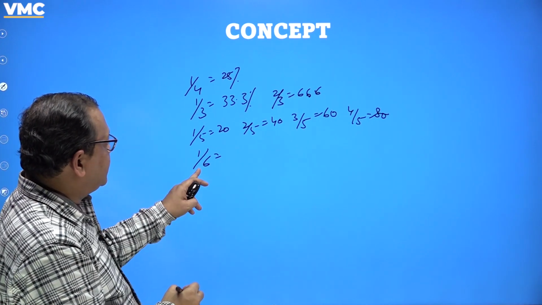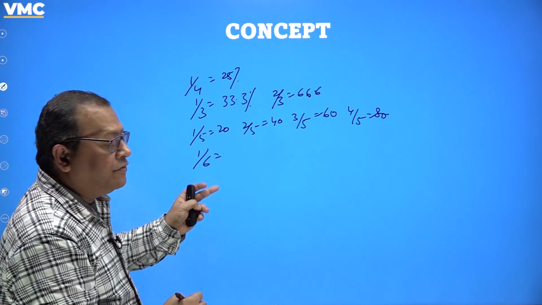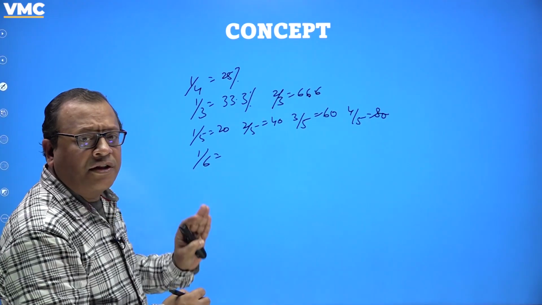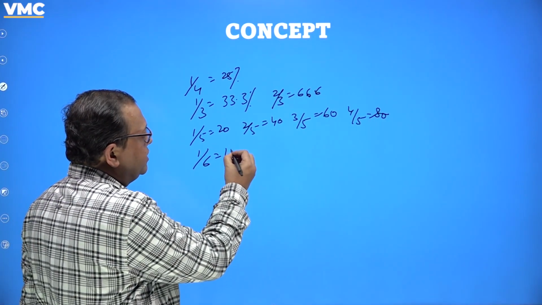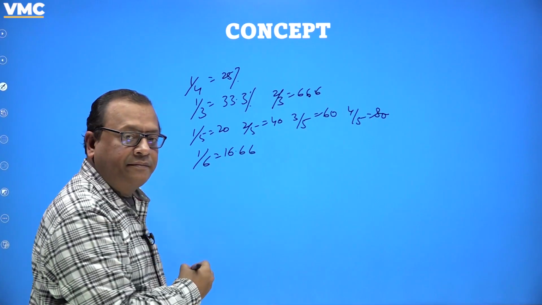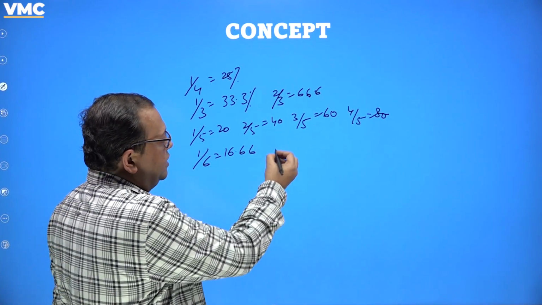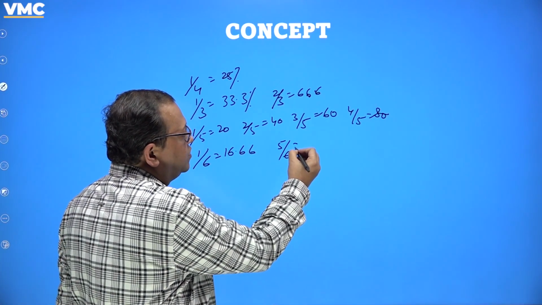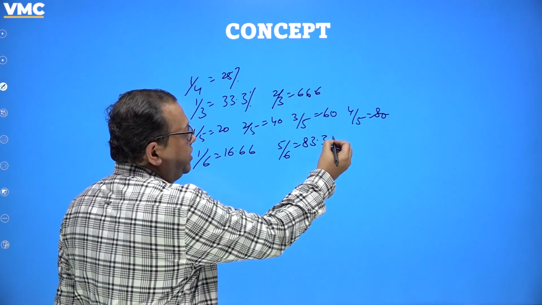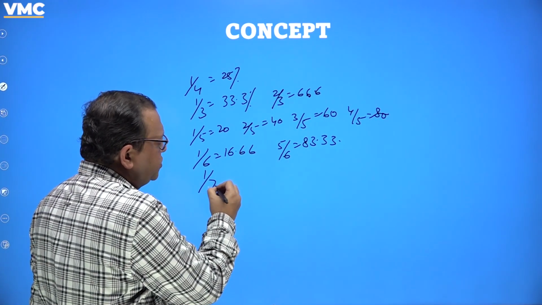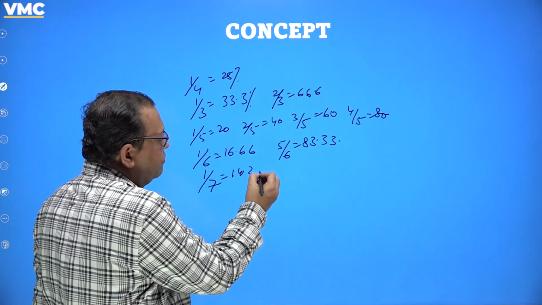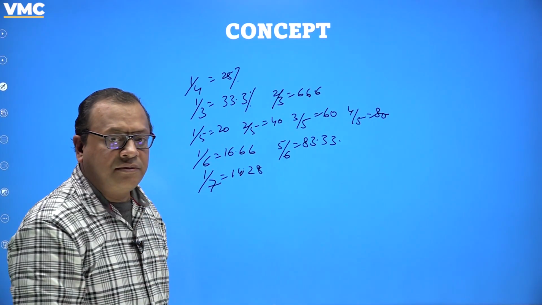1/6 आप देख रहे हो, 1/6 जो है वो 1/3 का हाफ है. So 33 का roughly half कितना होता है? 16.5. So if you approximate, it is roughly 16.66. Similarly, 5 by 6 कितना होगा? 5 by 6 होगा 83.33. कुछ वैल्यूज आपको नहीं भी जानने को चलेगा. 1 by 7 is 14.28.